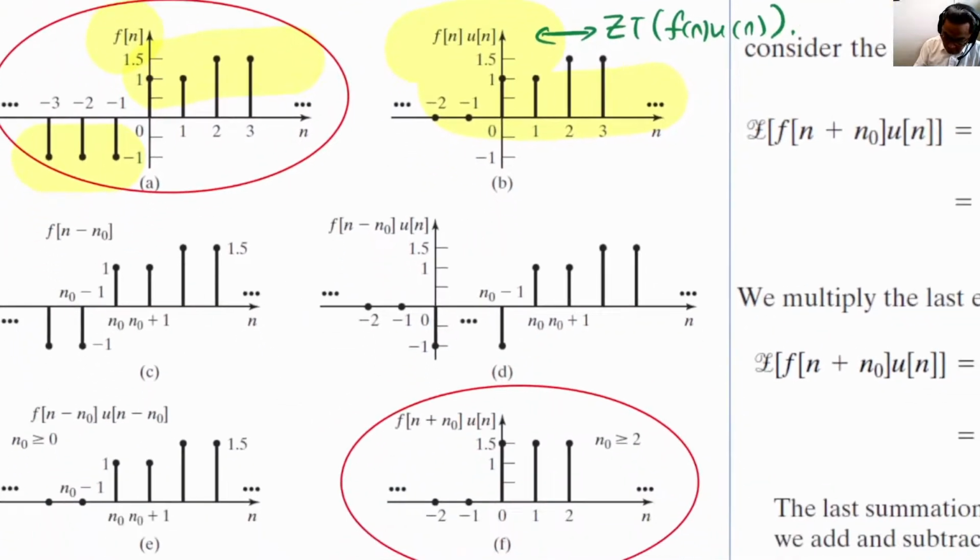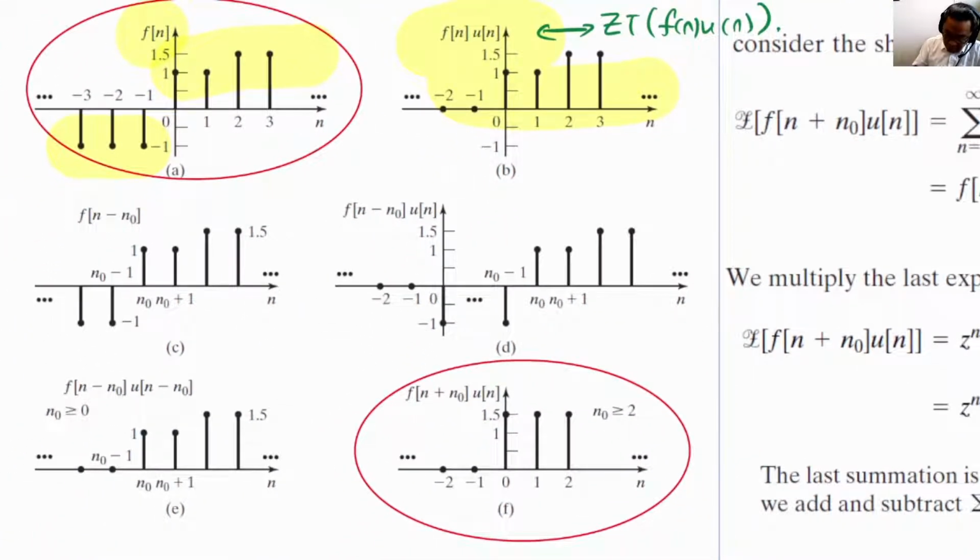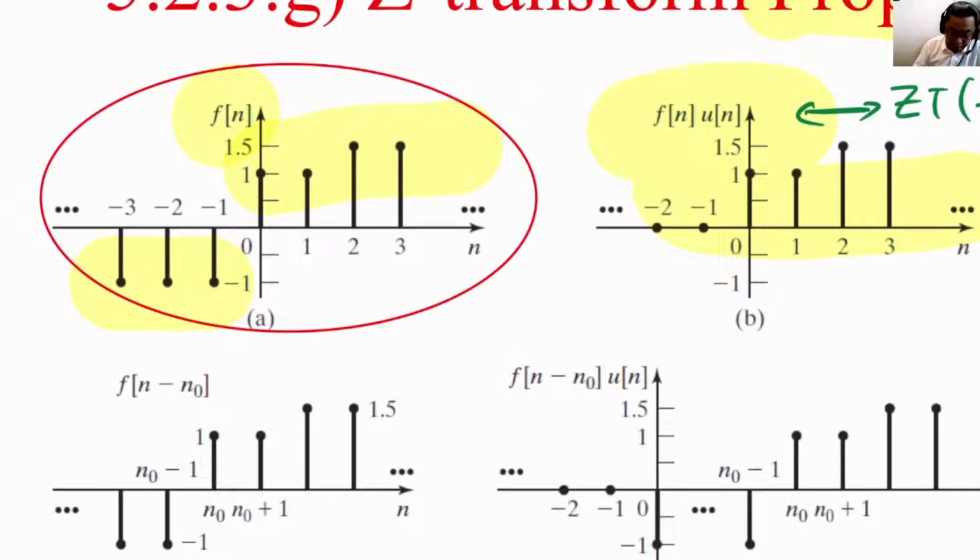Now, we are going to perform time advance. So we have f[n+n0]u[n]. So what is n+n0? Let us look at this example and we use n0 equals 2. So basically, we are going to shift the signal by 2 to get f[n+n0], or f[n+2].